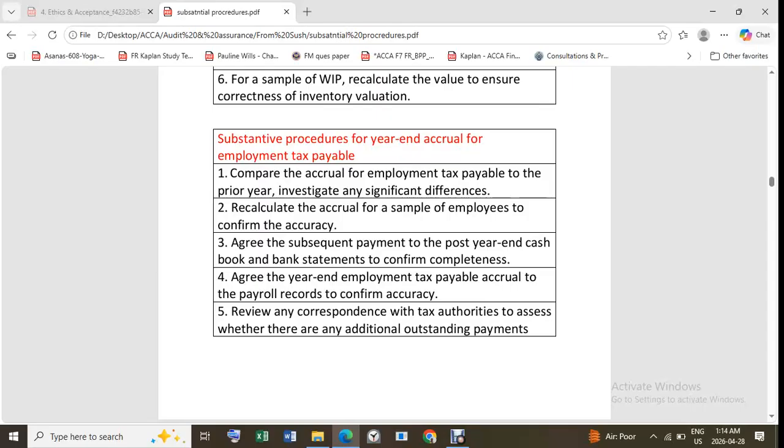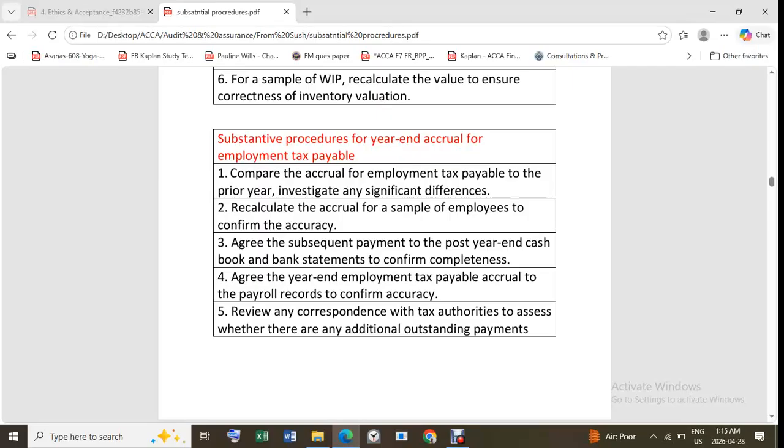Recalculate the accrual for a sample of employees to confirm the accuracy, and then agree the subsequent payment to the post year-end cash book and bank statement to confirm completeness. Agree the year-end employment tax payable accruals to the payroll record to confirm accuracy. Whether the year-end employment tax payable is matching with the payroll tax accrual calculated as per the payroll record, that also we have to match. If it is not matched, then we have to investigate why it is not matching.